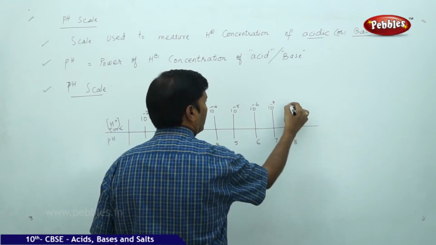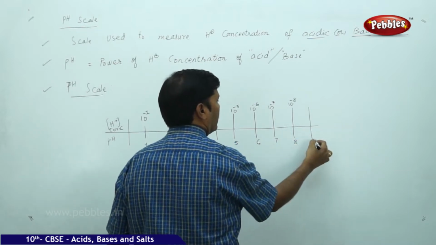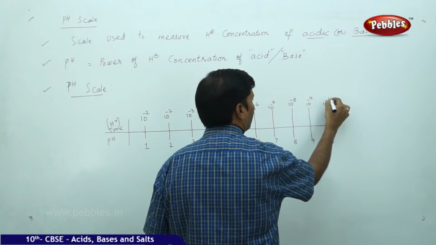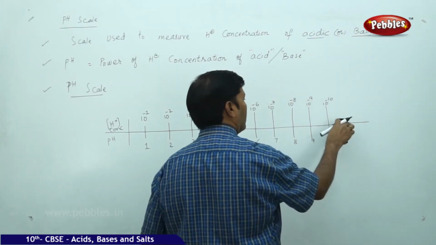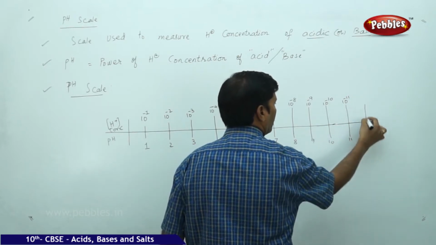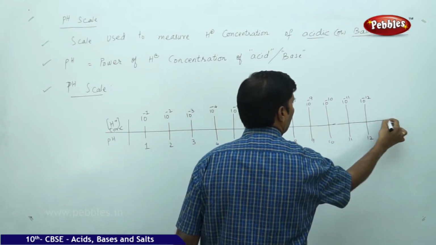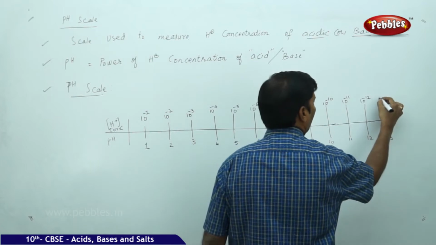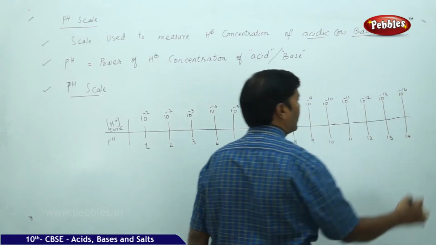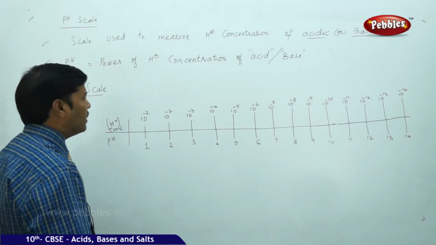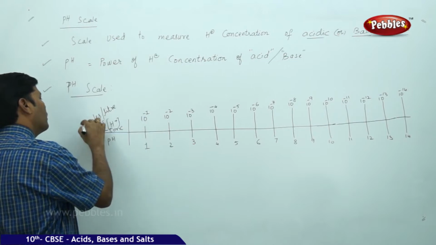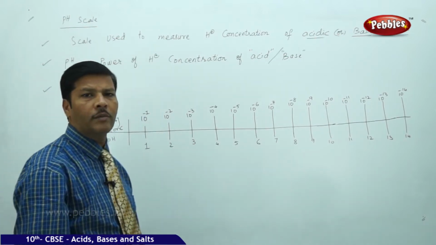8, 10 to the power of minus 8, this is 9, 10 to the power of minus 9, this is 10, 10 to the power of minus 10, this is 11, 10 to the power of minus 11, this is 12, 10 to the power of minus 12, 13, 10 to the power of minus 13, and 14, 10 to the power of minus 14. Here, the concentration, the units of H plus ion concentration, is expressed in moles per liter.